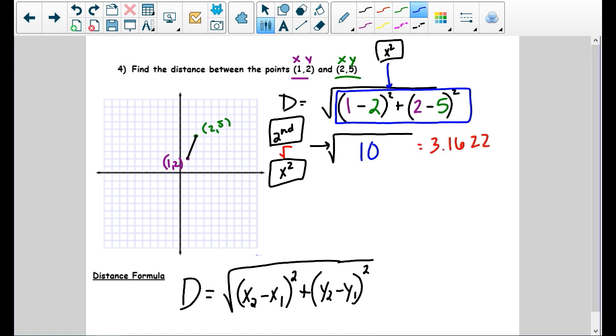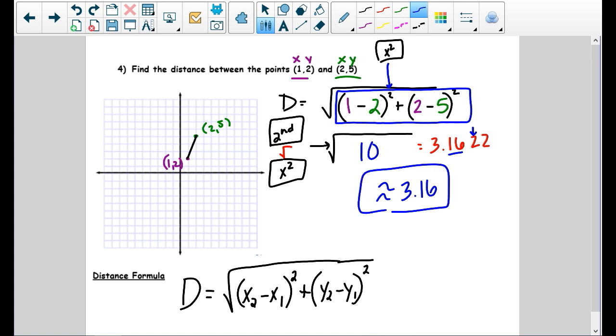3.1622. Now, most of these are going to be decimals. It's okay. We're going to round them. We're going to keep 2 numbers after the decimal. Okay? So that's the hundredths place. So we're going to look here at our third number, and we're going to round the 6. So does the 6 stay a 6, or does the 6 go up to 7? Stays the same. So we're going to say it's about 3.16 in distance, and that's our answer. Okay?